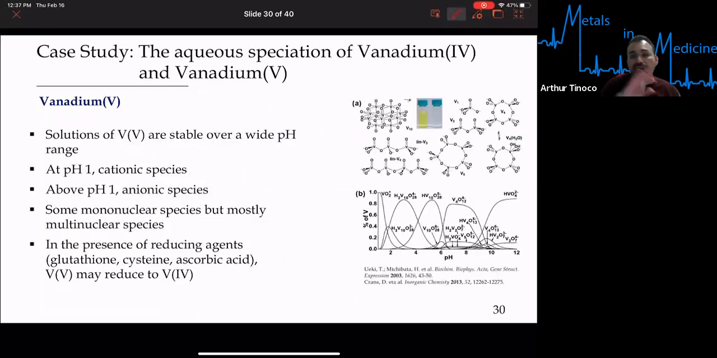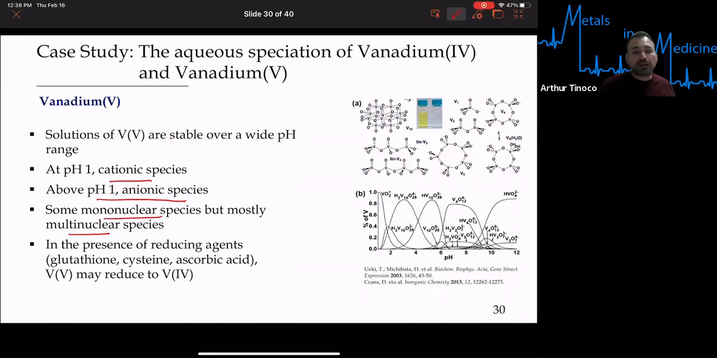So just to give you an assessment of this pH-dependent speciation, at a pH of 1, you have that really simple cationic species, but above that pH of 1, you have a dominance of anionic species. And in terms of the nature of these species, you do have some mononuclear species, but the majority of what's depicted in this profile are multinuclear vanadium species.